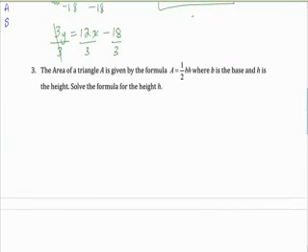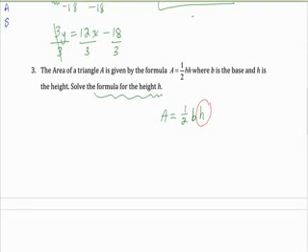Okay, now we're going to take a formula and solve for a given letter, or a given variable rather. The area of a triangle is given by the formula area equals 1/2 base times height, and the problem says solve the formula for the height. I'm just going to rewrite it, it's a little easier to work with. I'm going to circle the one I'm solving for.